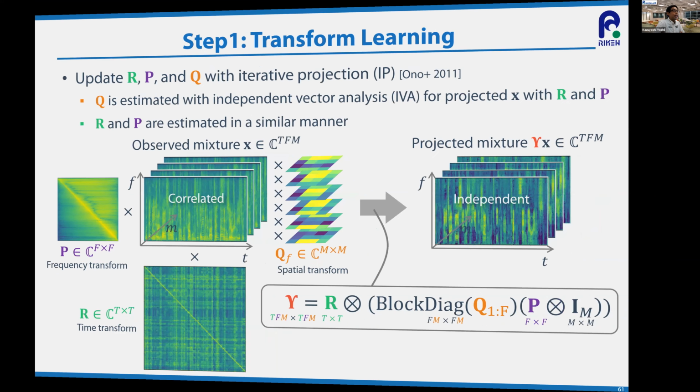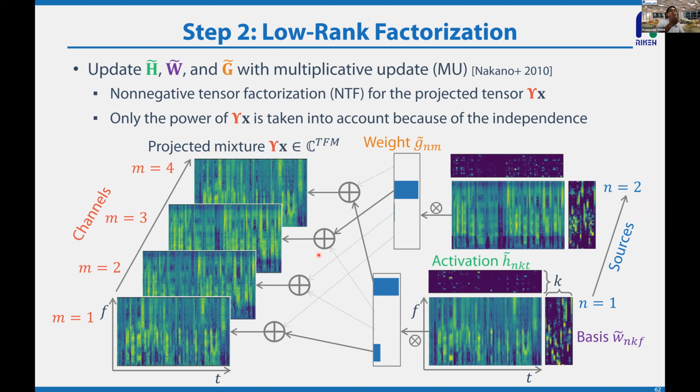In the second step, given the optimized multi-way transform matrices P, R, and Q, the remaining problem is to update the NMF parameters, or NTF parameters more precisely speaking. This can be efficiently performed by using the well-known multiplicative update rules.